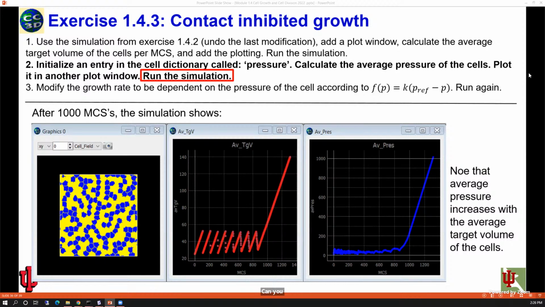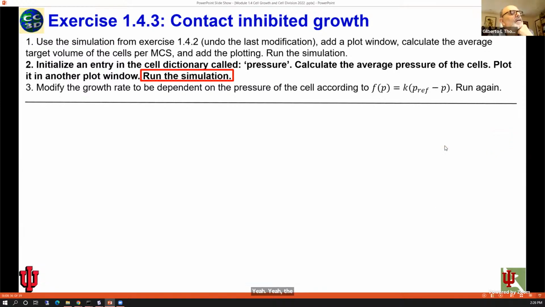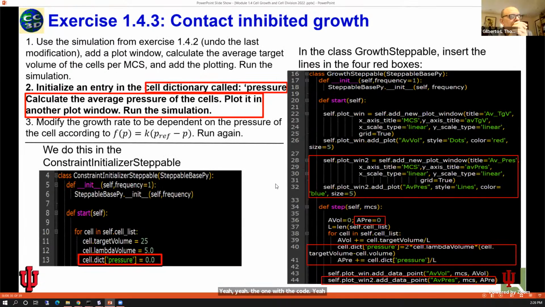Can you go to the previous slide once? Show the previous slide? Yeah. Okay. The one with the code? Here? Yes, thank you. Okay, got it. Thank you. Okay.